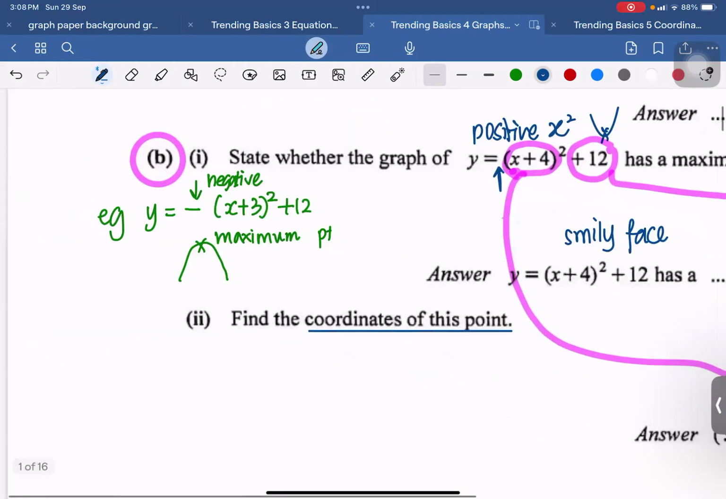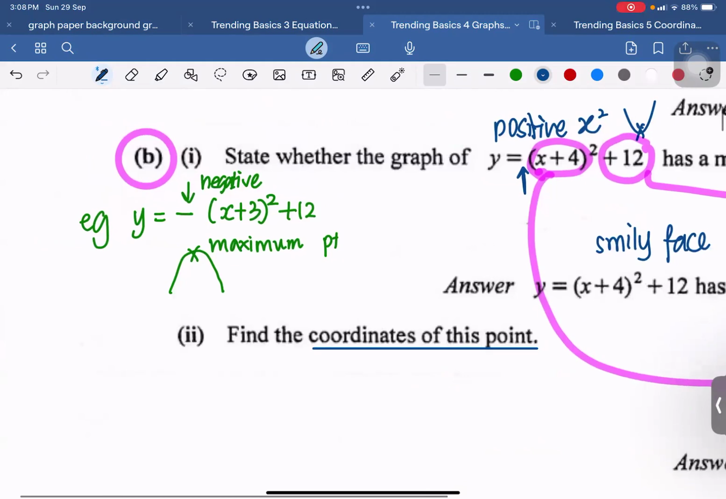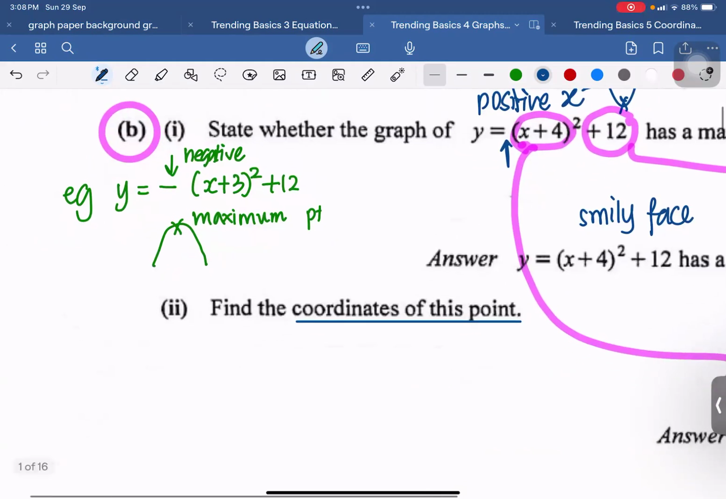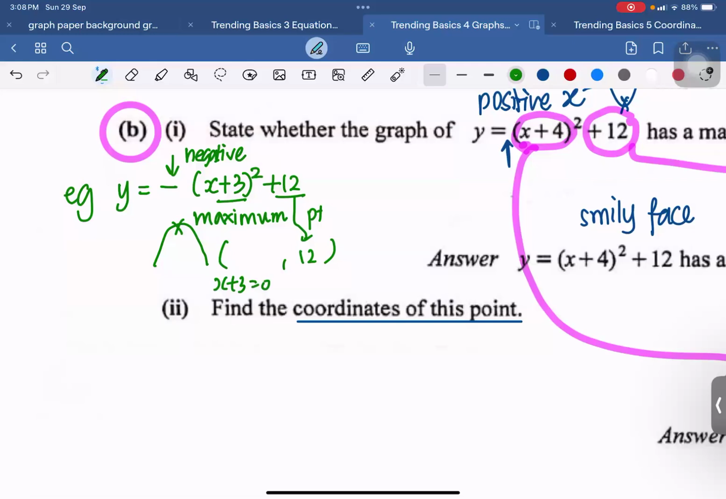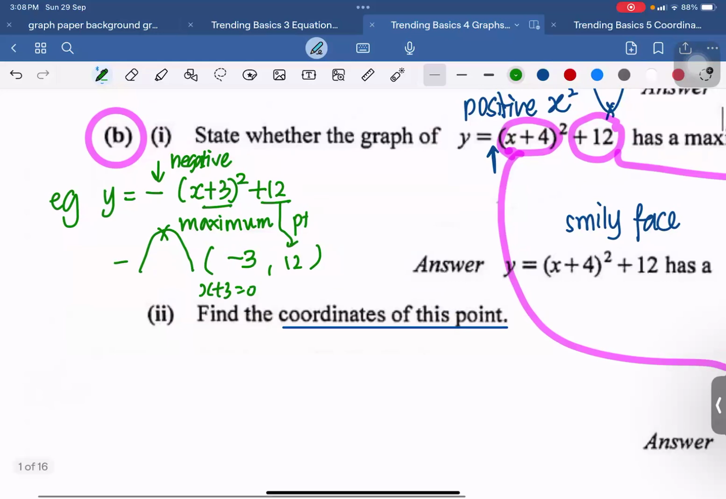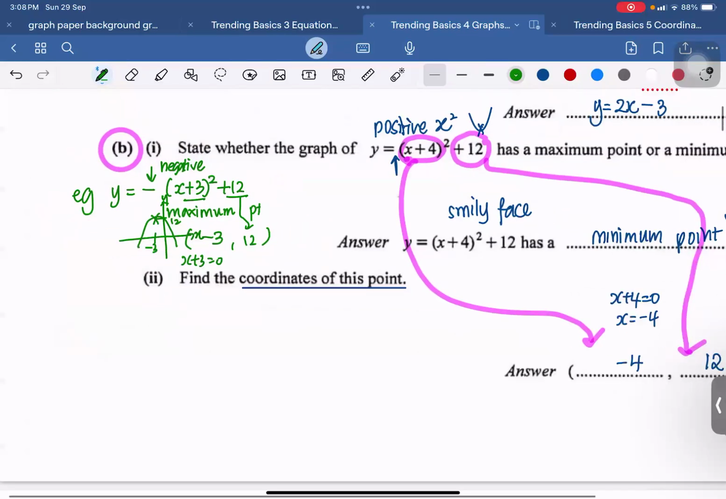So what happens if I have a question that looks like that, and this one is the maximum point? Sad face. So what will this give me? What about the maximum point? This maximum point will be made up of the number 12. And this one here will be x plus 3 equals 0. So x will give you -3. And then you can draw this point. This is -3, 12. Then you can already sketch the graph. Okay, so these are some skills that you probably want to learn or remember.